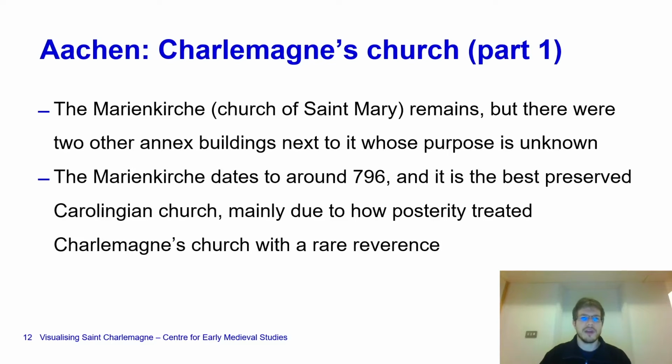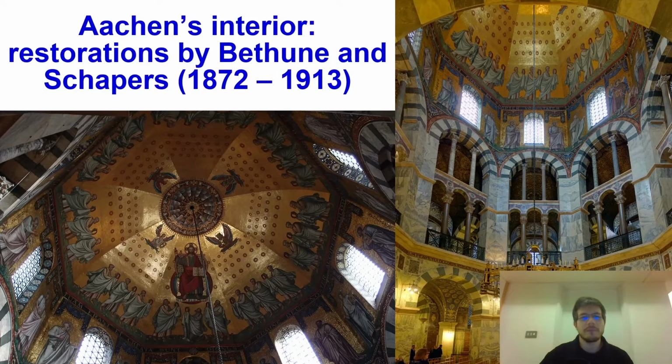The church remains, but there were two other annex buildings whose purpose is unknown, and it dates to around 796 and is the best preserved Carolingian church, mainly due to how posterity treated Charlemagne's church with a rare reverence. So it really is important that this was his church, because other churches from the same period were rebuilt, whereas this one was preserved precisely because it was his and this was his design.